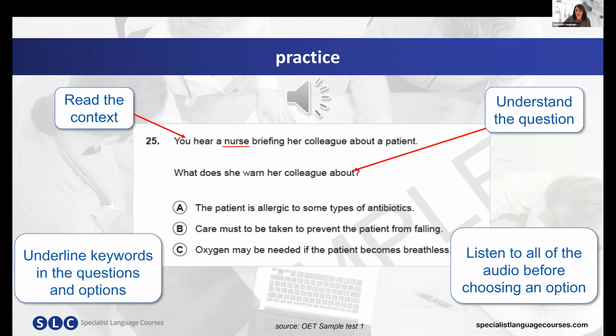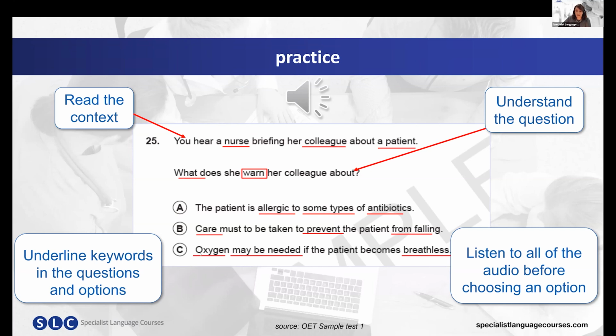So let's look at our keywords. So again, in 25, the question, we've got what does she warn her colleague about? Keywords here, we've got allergic to some types of antibiotics. Is this what the warning is about? B, we've got care must be taken to prevent the patient from falling, so to stop the patient from falling. Perhaps here we have got information about a possible issue, and this is something that needs to be averted or prevented.